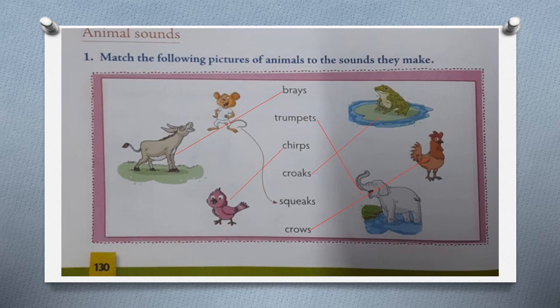Next is croak. Who croaks? Frog croaks. So match with the picture frog. Next word, squeak. Who squeaks? Mouse squeaks. Next is crows. Who crows? Cock crows. So match with the picture cock.